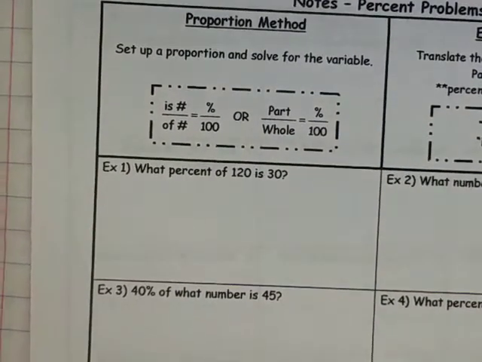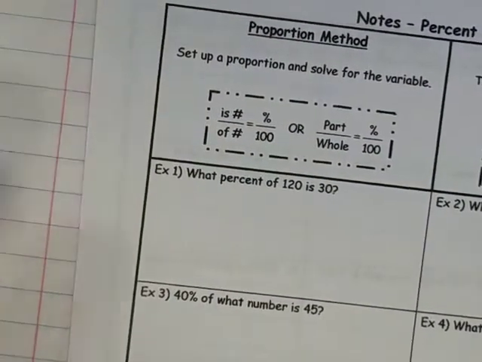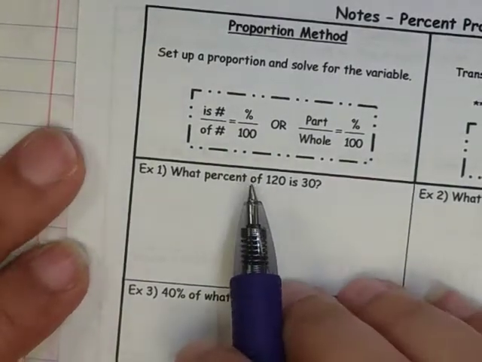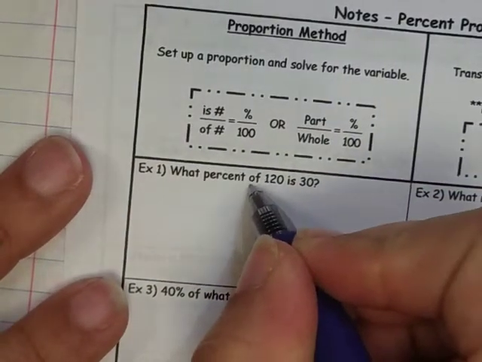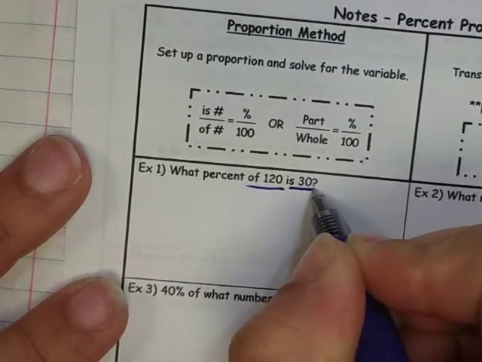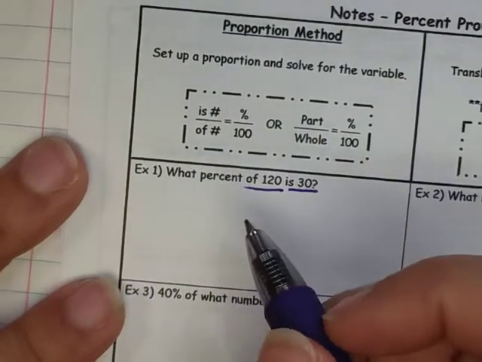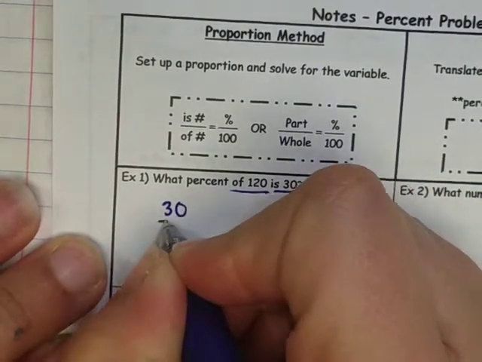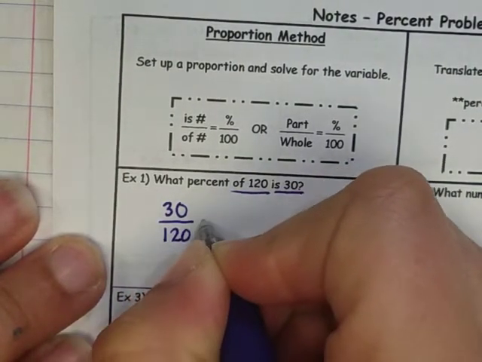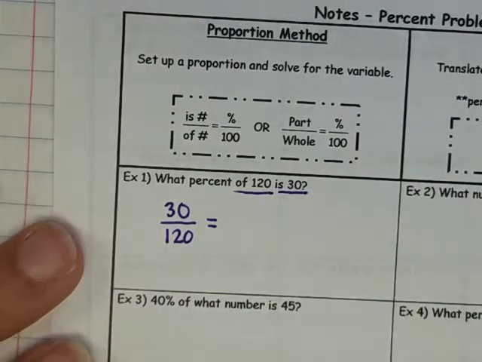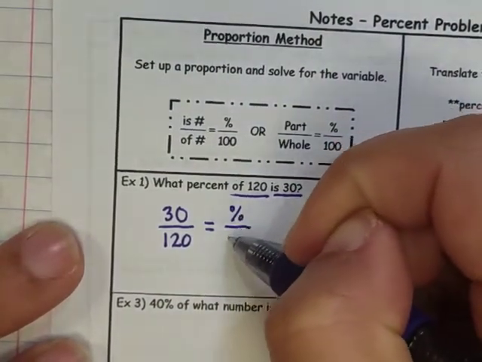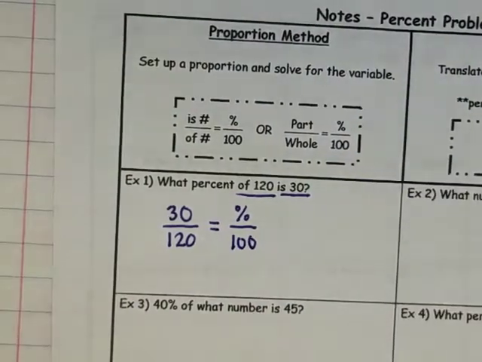Okay. So number one says, what percent of 120 is 30? So 120 is my whole and 30 is my part. So I'm going to say 30 out of 120 is equal to my percent, or my x, out of 100.